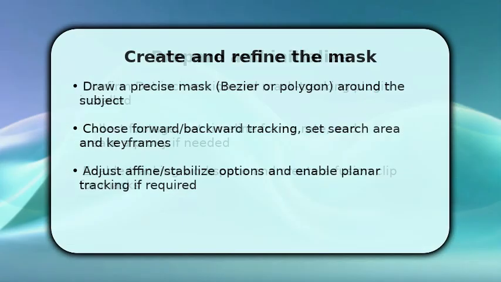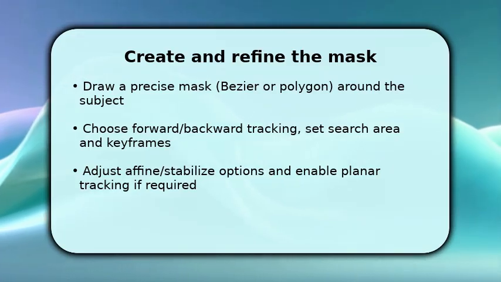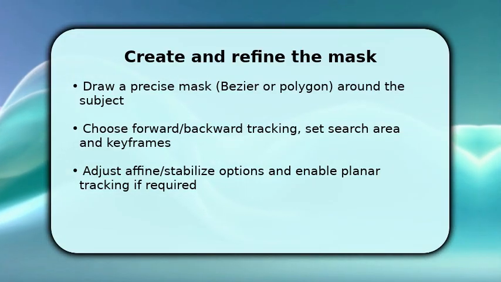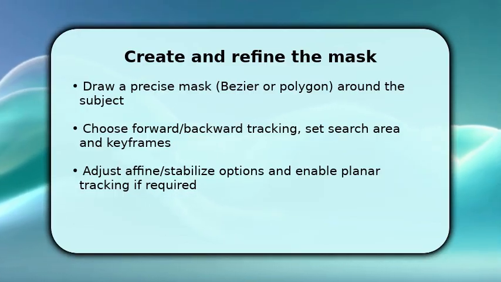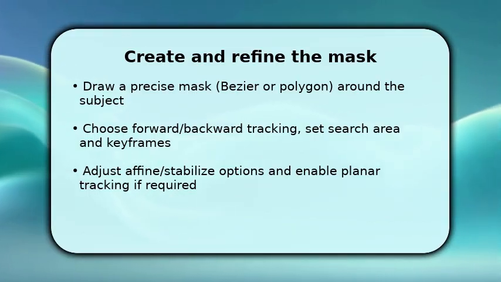You draw a clean mask using the Bezier or Polygon tool tightly around the target. Good initial shape reduces drift. Then, pick your tracking direction, forward, backward, or both, and increase the search area slightly to accommodate motion. Make keyframes at major motion changes to anchor the track.